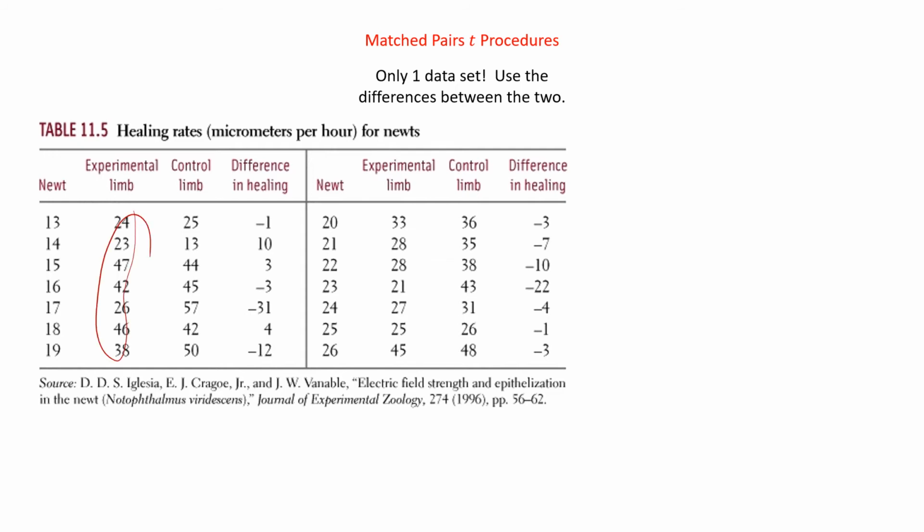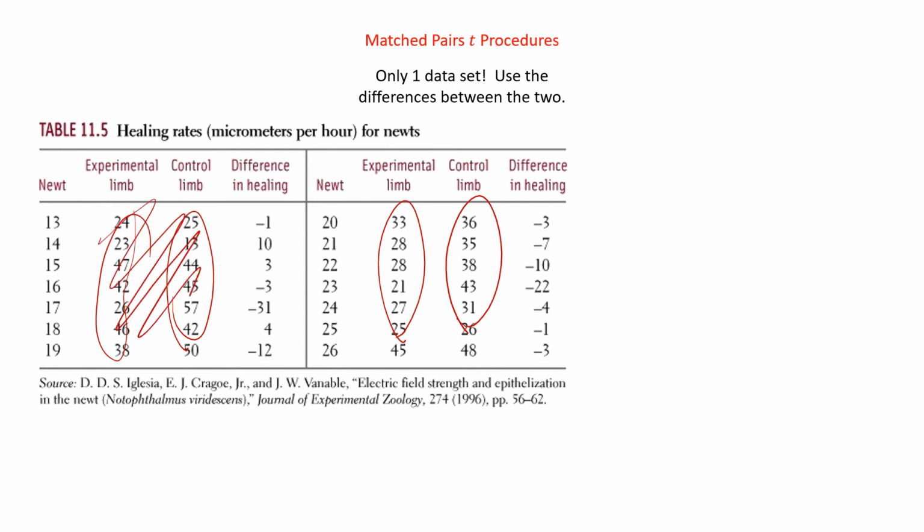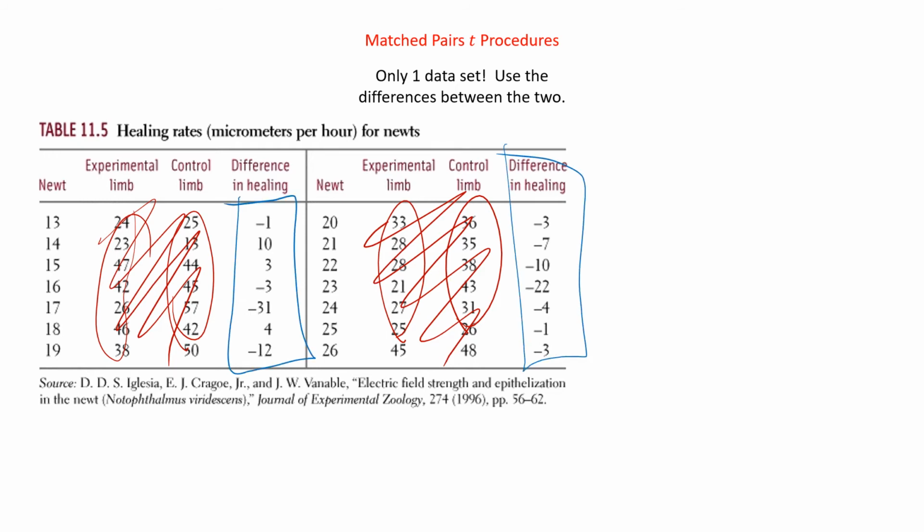These rates here don't matter. We do not care about those. The only data that we actually look at are the difference in healing data. So it's one set of data. And now notice we have various newts. We have newt 13, newt 14, newt 15, newt 16, etc., all the way up to newt 26.